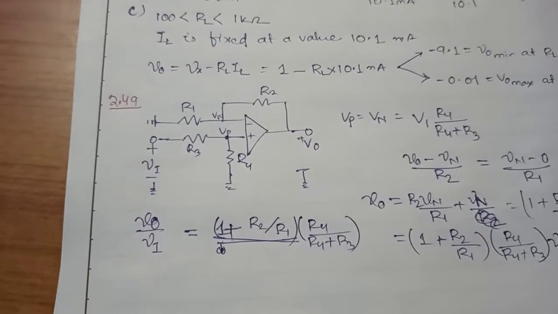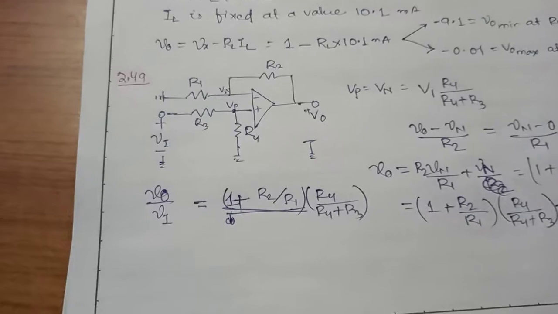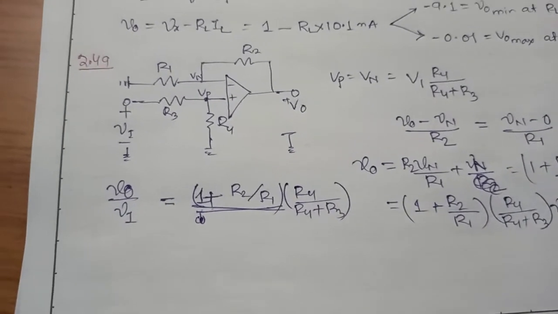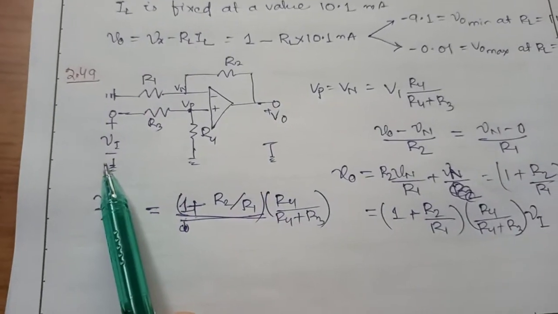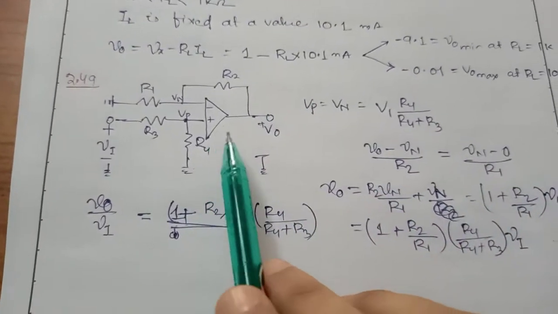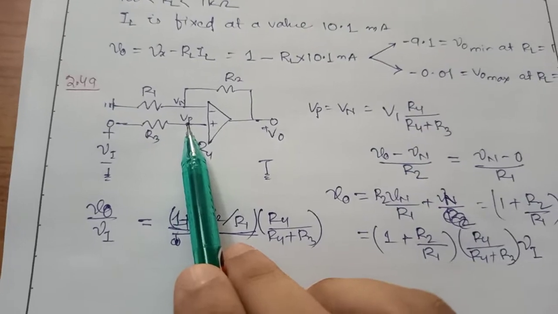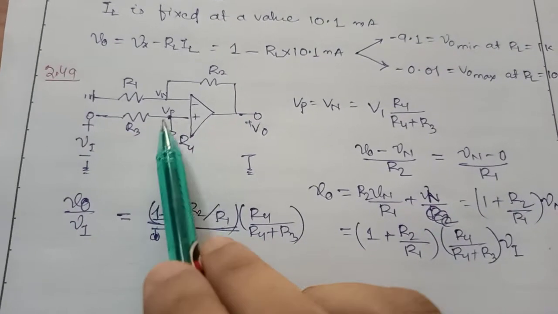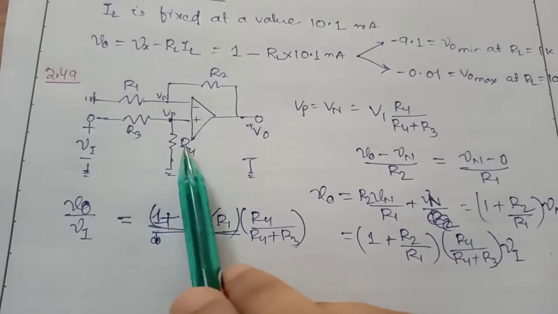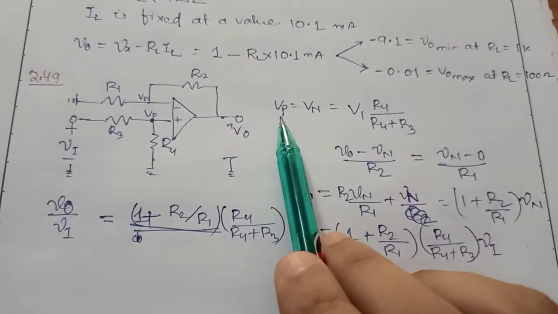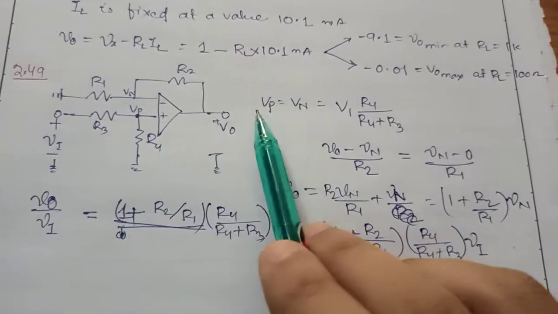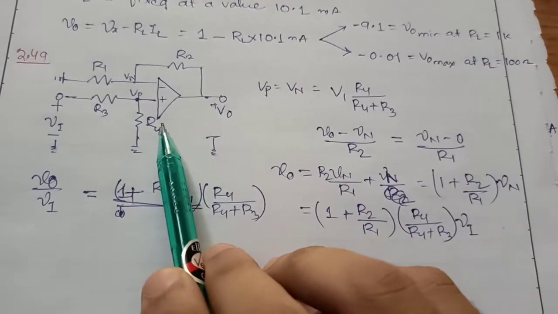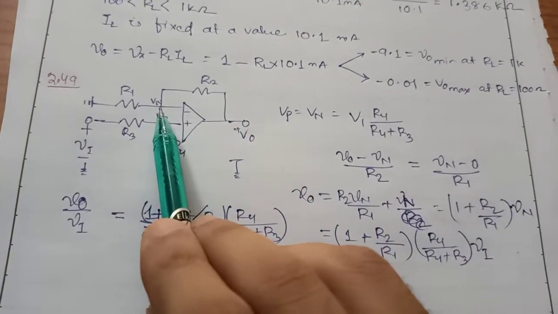In the last question, it is given 2.49. We have to derive an expression for the voltage gain V out upon V input for the circuit. Now, you see, this is the voltage Vp. What is Vp? It is the main supply source with two resistors, so the voltage divider rule will be applied. V1 into R4 by R3 plus R4, that we got as Vp. And because of the virtual short circuit, our Vp equals Vn, that is V1 into R4 upon R3 plus R4. So this is Vn or Vp.